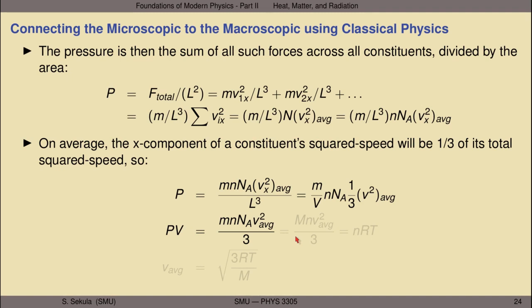Well, we can simplify this further by remembering that we defined molar mass, the mass per mole of the ideal gas, and that's just given by the mass of each constituent times Avogadro's number.